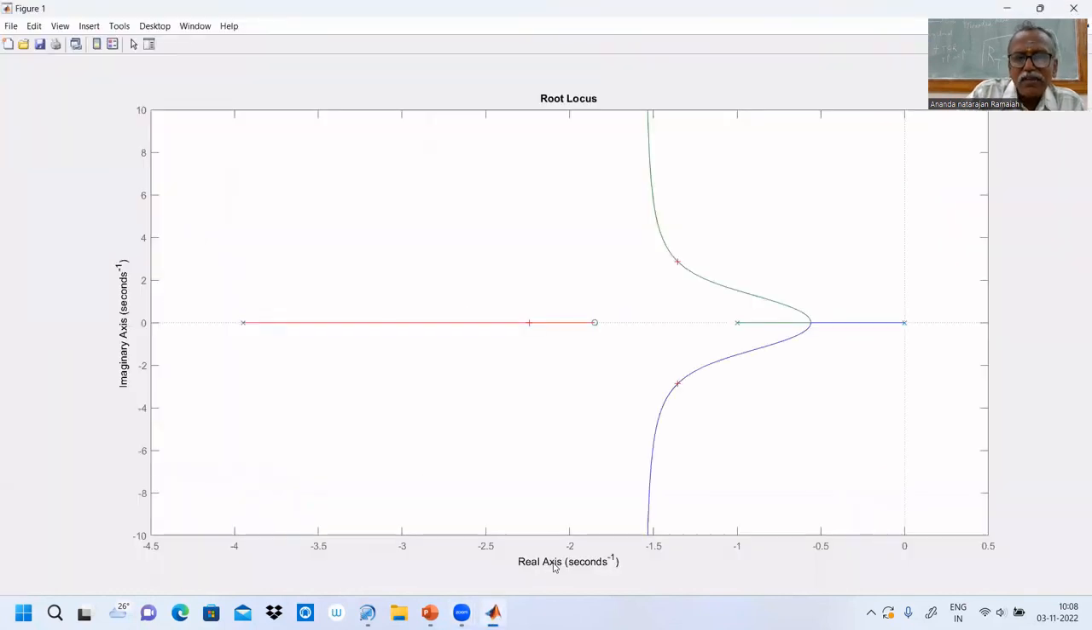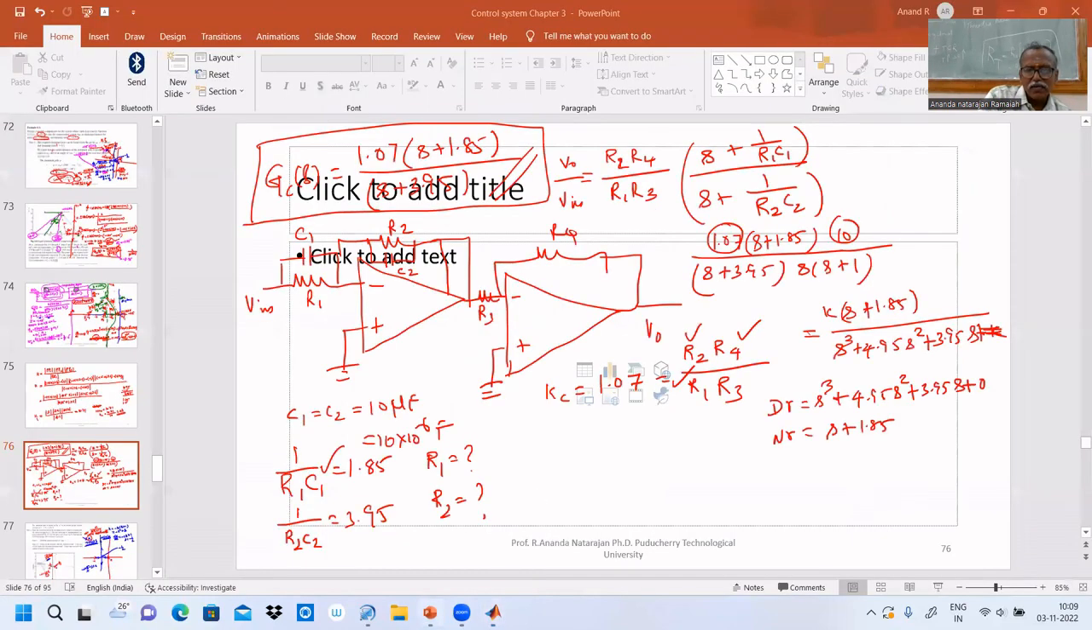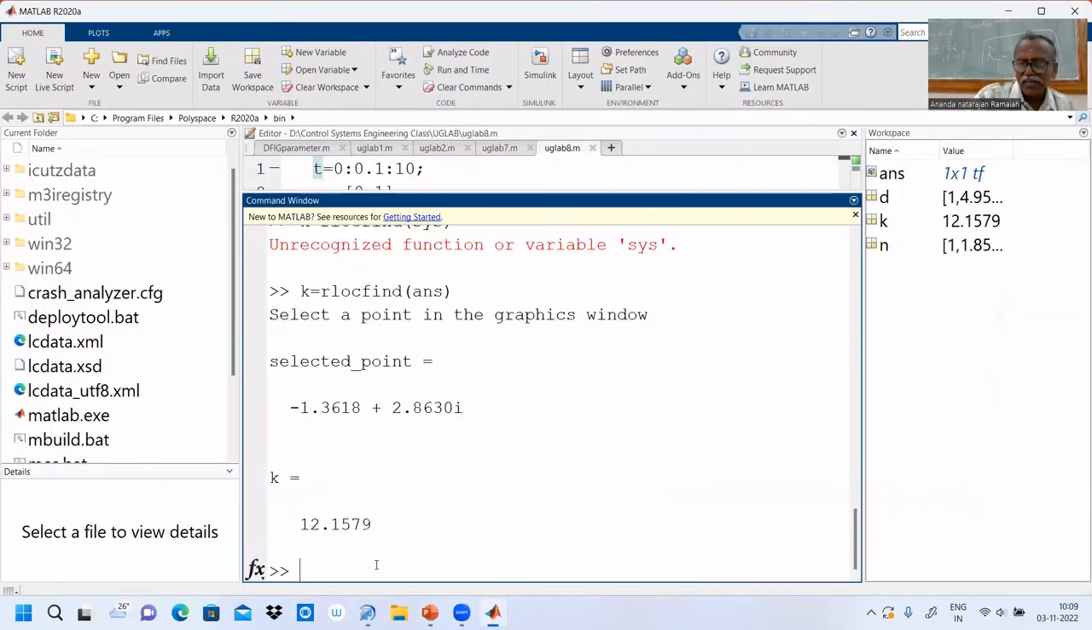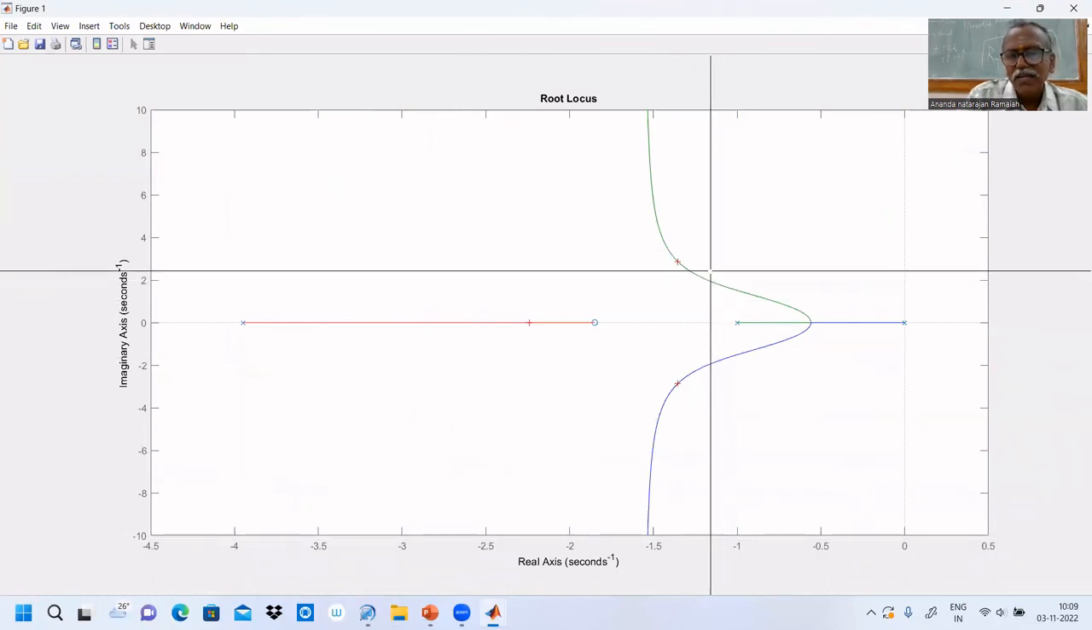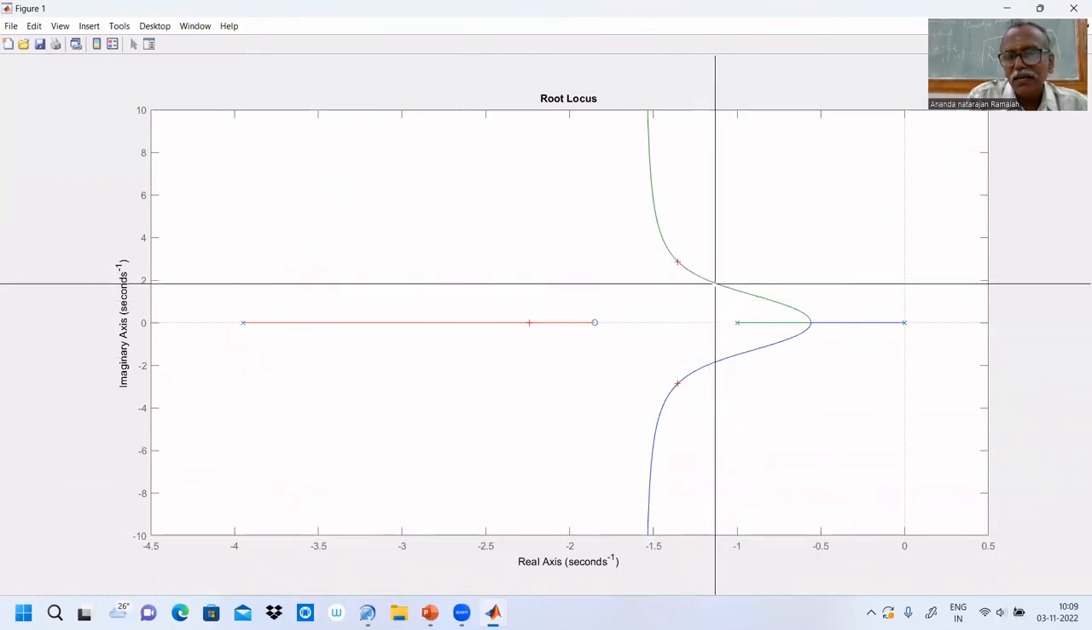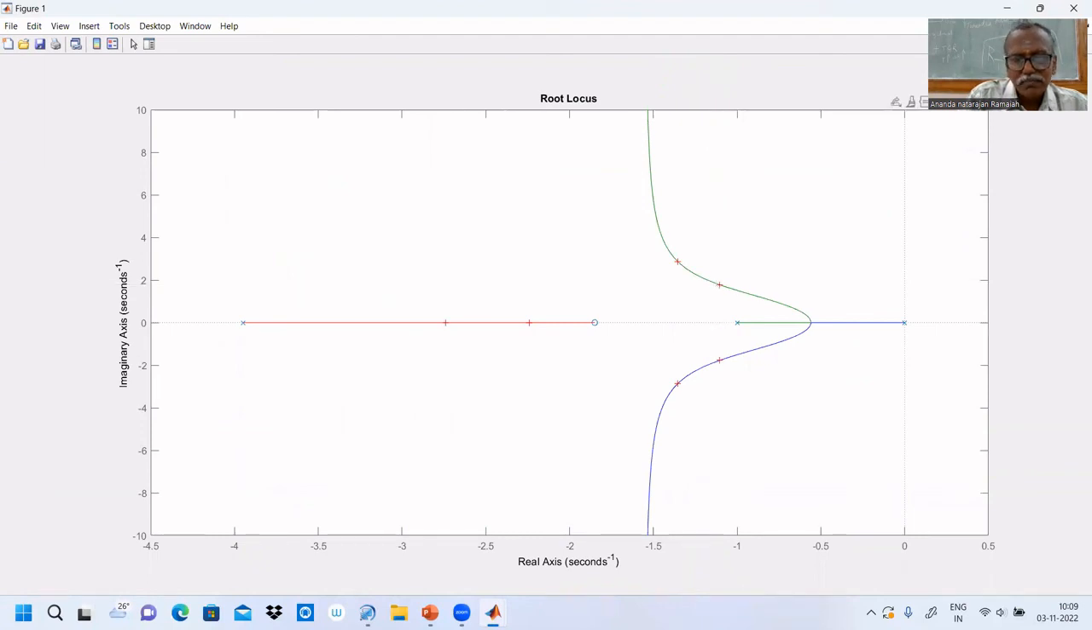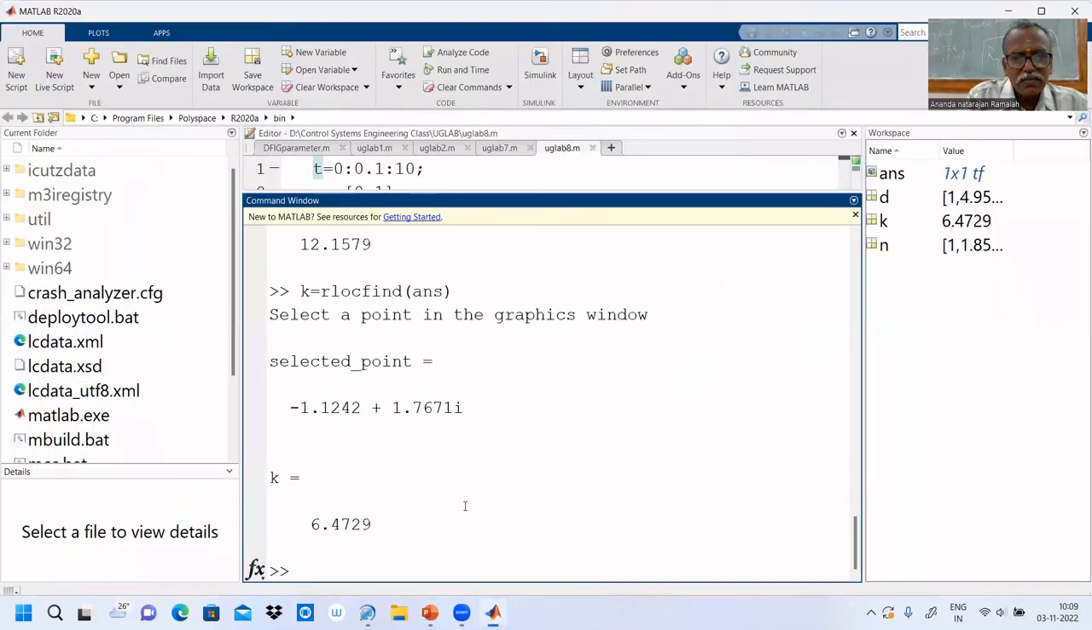So in MATLAB, you can directly find the value of K by selecting rlocfind. Any point, you select that point, you can find the K. Suppose if you want to find K here, it will be less than that. We'll check whether that K value is less than 12.56. Let us check. Here it must be less than 12 point something. What is that? 6.4. It is less than 12 point something. That we can find.